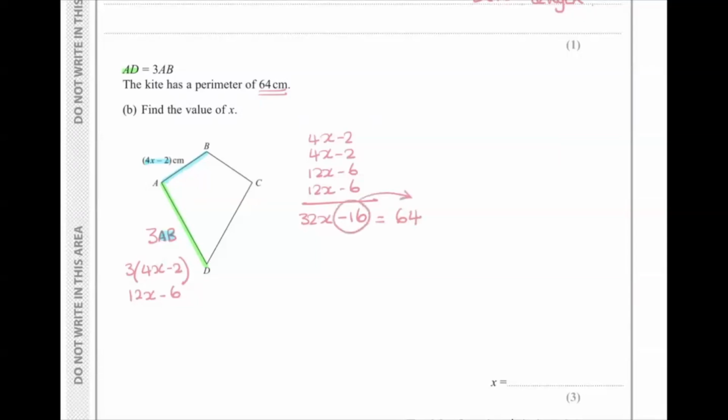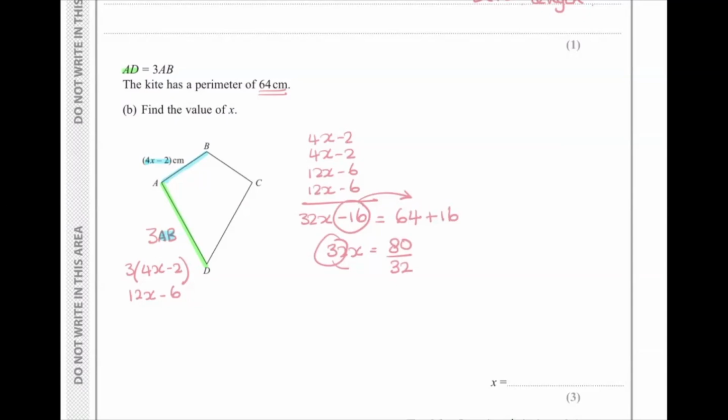So I'm going to move the negative 16, which becomes positive 16, and I've got 32x equaling 80. And then I need to divide through by 32. Now, this is a non-calculator paper. It doesn't say that you have to give your answer in its simplest form. x is 80 over 32.